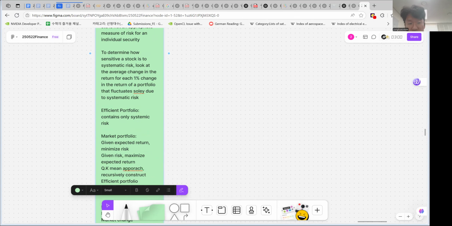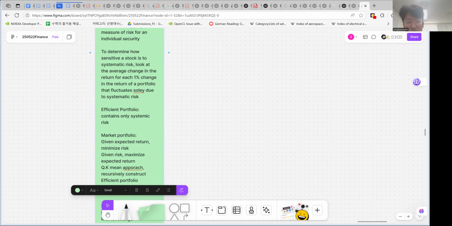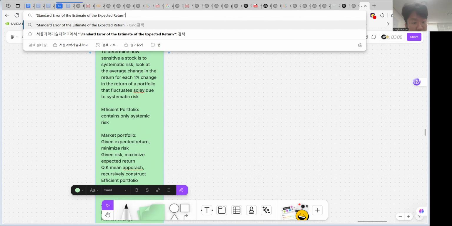To determine how sensitive a stock is to systemic risk, look at the average change in the return of the stock for each 1% change in the return on a portfolio that fluctuates fully due to systemic risk.